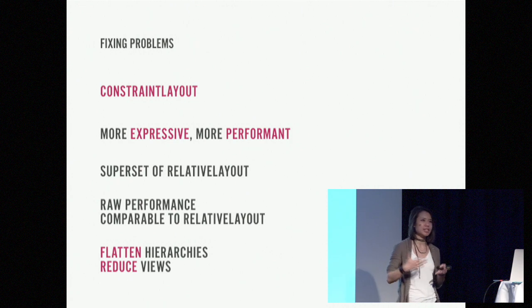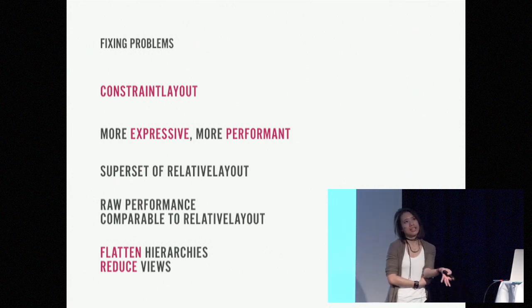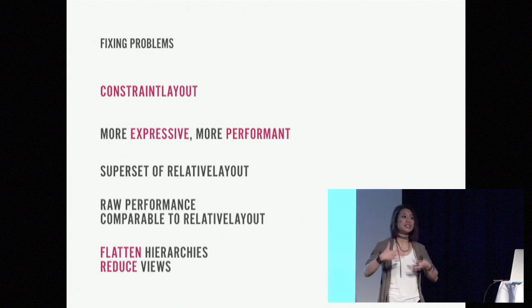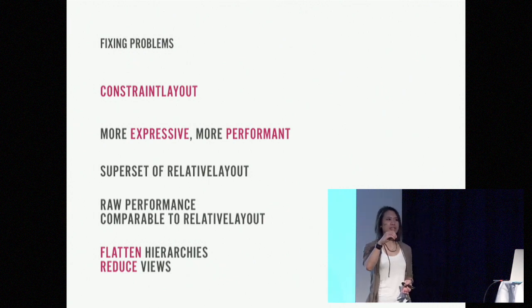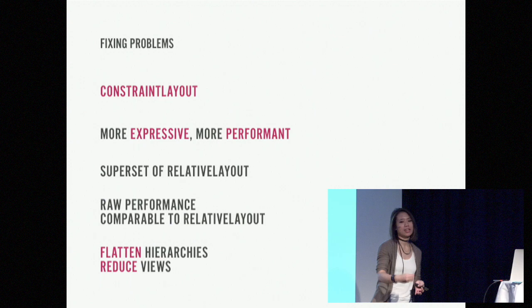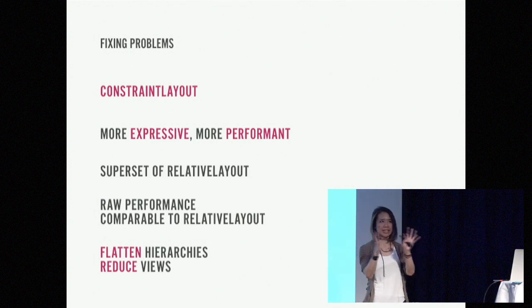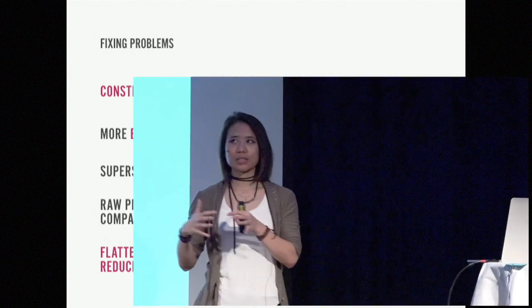I think that for different reasons, the Android team has come up with this constraint layout. Now, constraint layout is basically a layout that has a superset of the relative layout features. It is more expressive, and it's meant to be more performant. Now, I'm going to tell you it's more performant, but it's not in raw runtime. If you measure the exact same layout between a relative layout and a constraint layout and just measure numbers, constraint layout is comparable, and in some cases a little bit worse than relative layout.